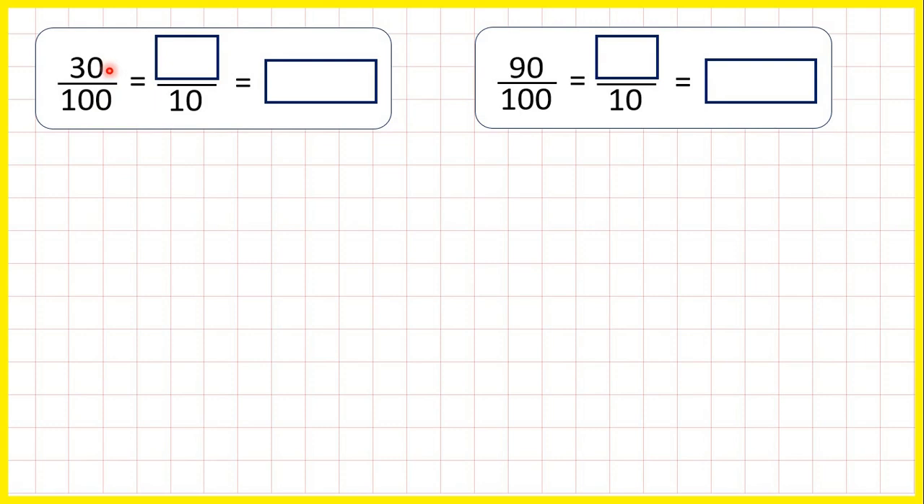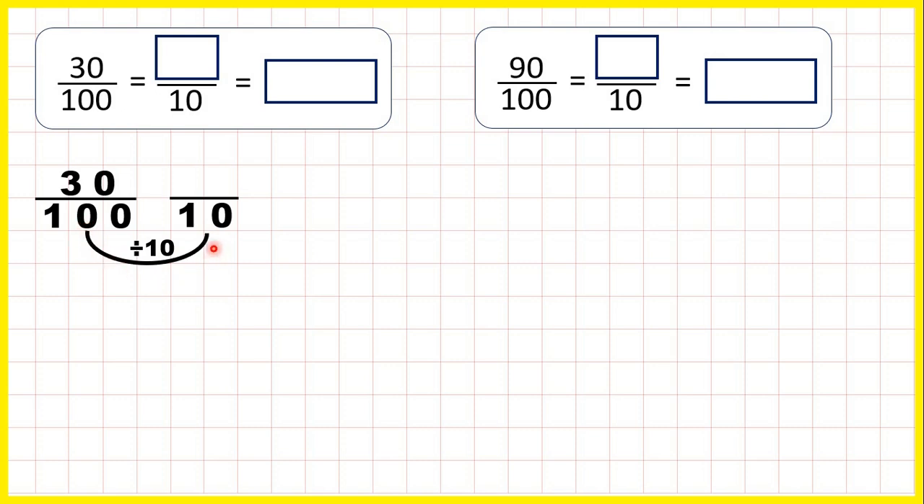So we have 30 hundredths, and we need to find an equivalent fraction with a denominator of 10 and write 30 hundredths as a decimal. First, let's find our equivalent fraction. As well as multiplication, we can also use division to find equivalent fractions. And 100 divided by 10 is 10, because 10 times 10 is 100.